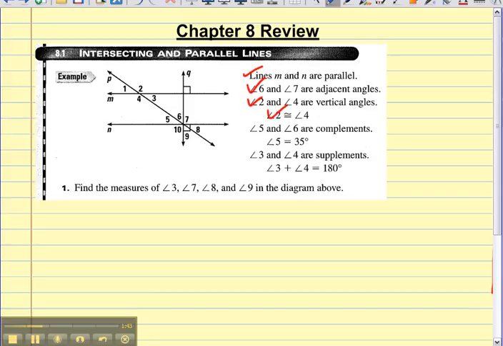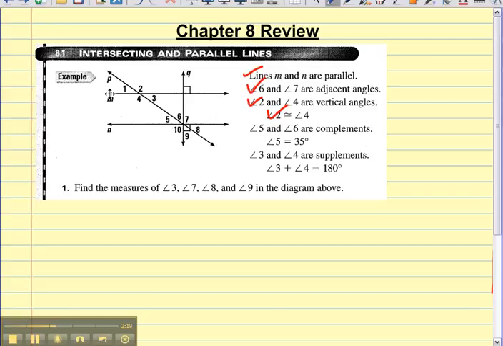Exactly. Angle 5 and angle 6 are complements. What does that mean, Cara? Their measures add to 90 degrees. Complements always add up to 90 degrees. Do complements have to be adjacent in order to be complements? No. They can be on different pages in completely different diagrams. If their measures add up to 90, then they're complements of each other.